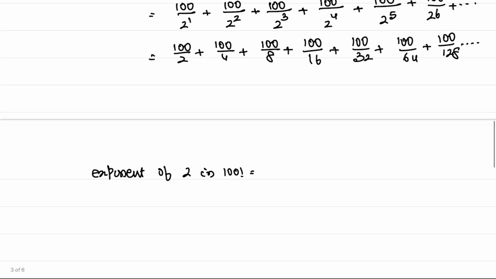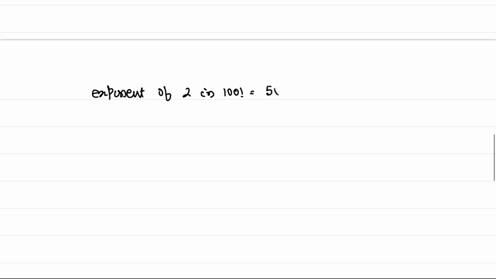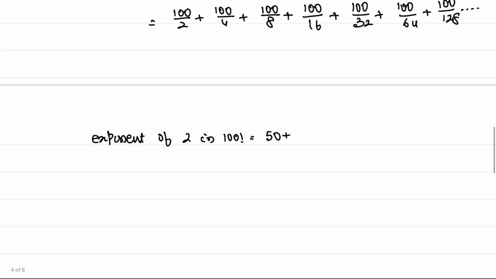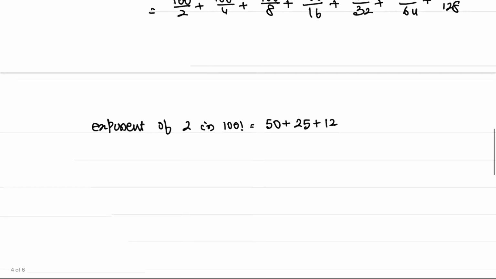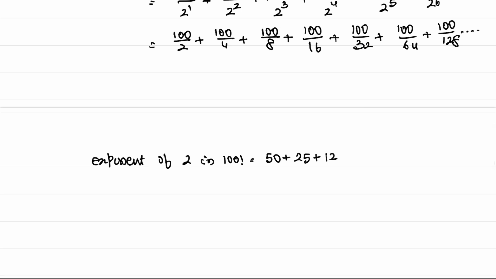Now, what will be the value of the exponent of 2 in factorial 100? It is 100 by 2 is 50, 100 by 4 is 25, 100 by 8 is 12.5. How can we write 12.5? It is 12, because the greatest integer we have to take. This is the symbol of greatest integer. Then 100 by 16 is 6, we have to take the greatest integer. 100 by 32 is 3. 100 by 64 is 1. 100 by 128 is 0.